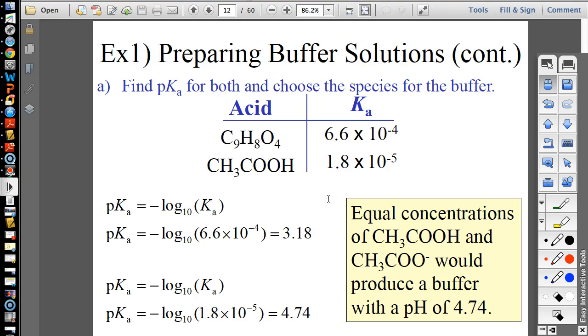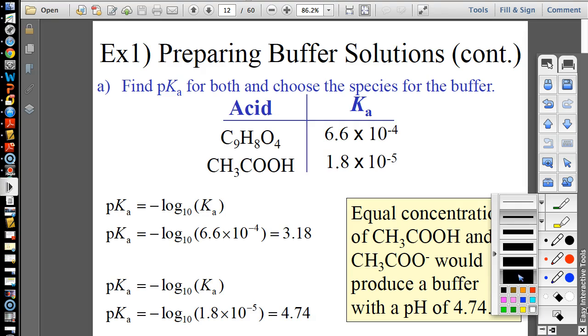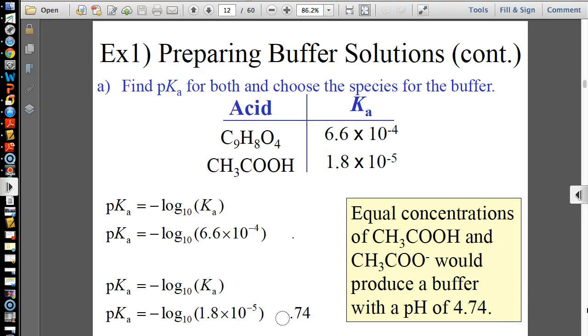Don't do the rest. Don't look. Use your calculator, use your friend, and pick the one that would give you the pH closest to 4.8. Hang on, I have the power. I know you already looked.